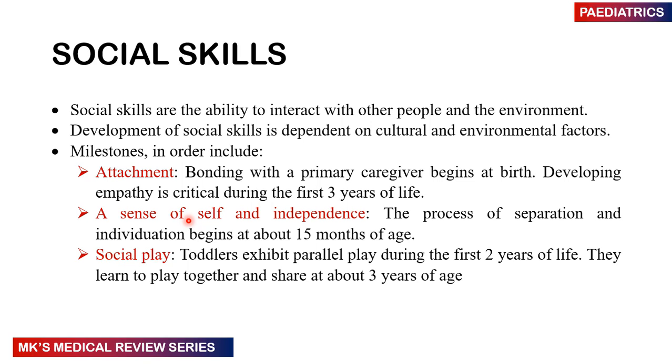What about social skills? So this is just the ability to interact with other people in the environment. So development of social skills is dependent on the cultural and environmental factors. So milestones are going to include attachment, which is pretty much bonding with a primary caregiver, and this begins at birth. Developing empathy is actually critical during the first 3 years of life. A sense of self and independence is actually just the process of separation and individualization that begins at 15 months. So they should be able to be independent by this. Then social play, so the toddlers are actually going to be exhibiting parallel play during the first 2 years of life. They learn to play together and share at about 3 years of age.